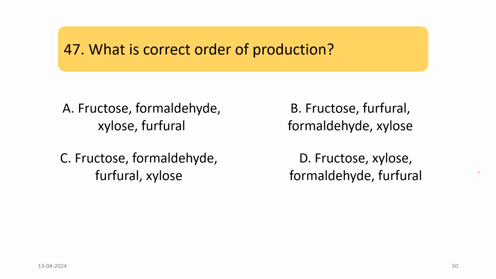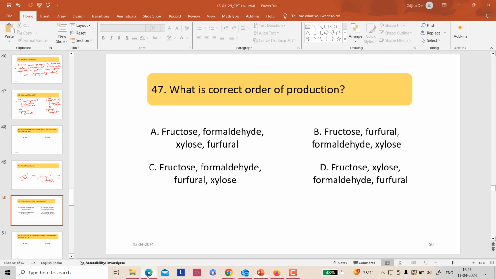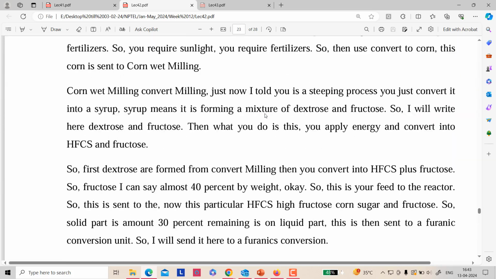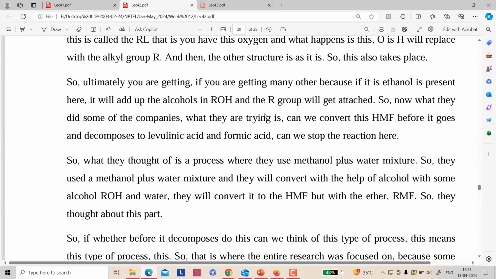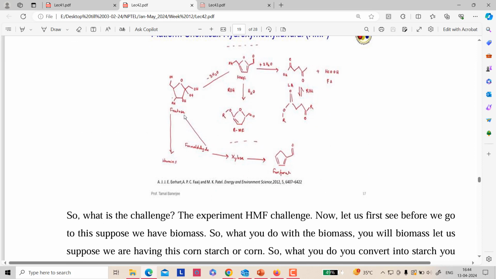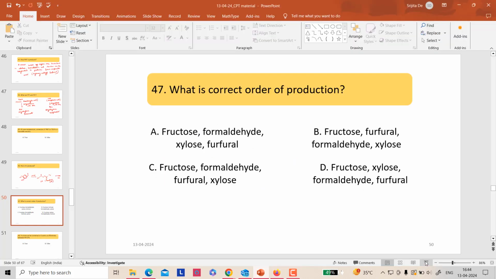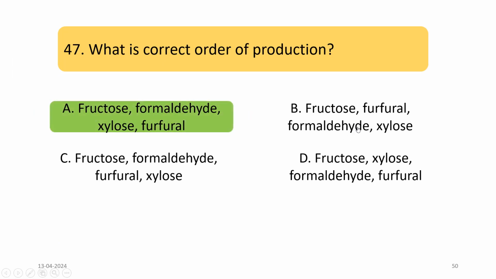Next question, what is the correct order of the production? So from fructose, formaldehyde, then xylose, then furfural. I am showing you the link here. So here you can see that's fructose. From fructose, formaldehyde is formed, then it converts to xylose, and then it produces furfural. Okay, so this is the right order, not fructose, furfural, formaldehyde, xylose.